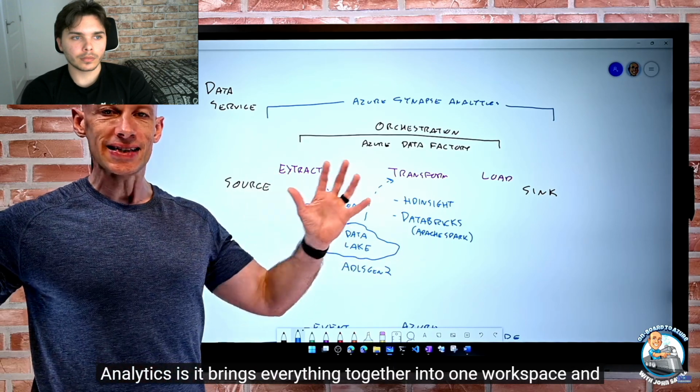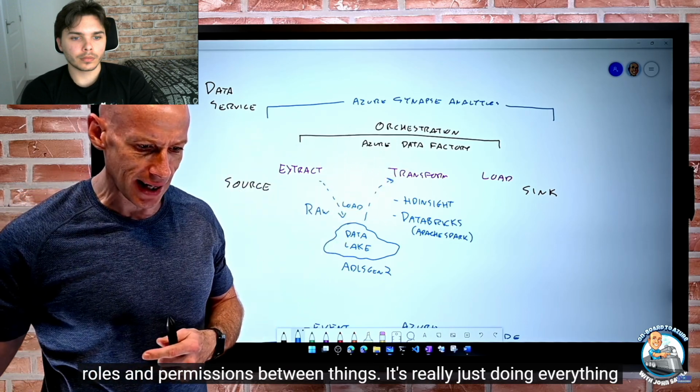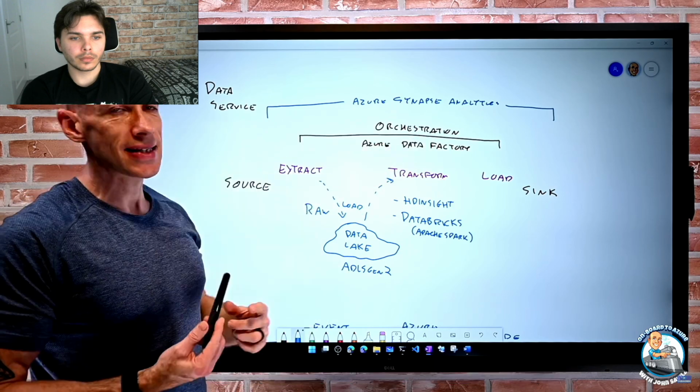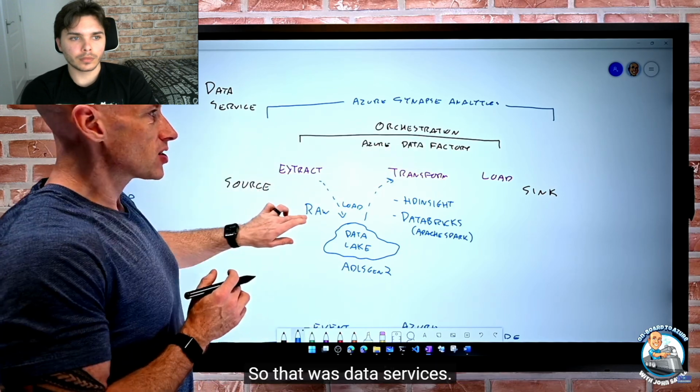The whole point of Azure Synapse Analytics is it brings everything together into one workspace. I'm not worrying about connectors between things, I'm not worrying about roles and permissions between things. It's really just doing everything for me. It's using some of these other components behind the scenes, but it brings it into one workspace, so it really simplifies that whole thing. So that was data services.